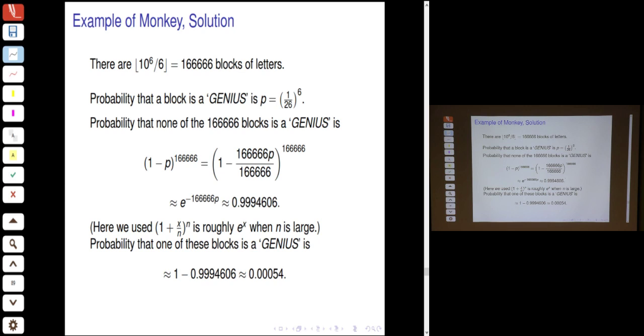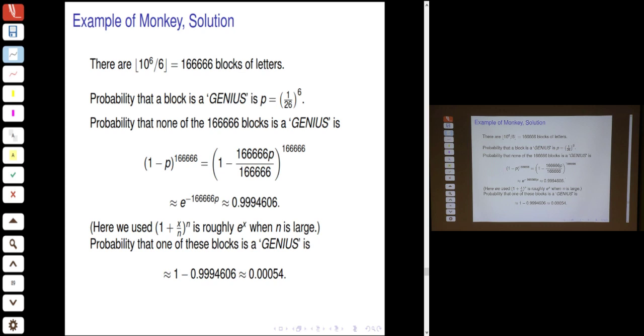Okay, so let's first forget about the rest, right? Suppose none of these are genius. So the first one is not, the second one is not, and so on, right? The first one is not, is 1 minus p. The second one is also not, so you multiply 1 minus p this many times. Sorry, let me repeat one more time.